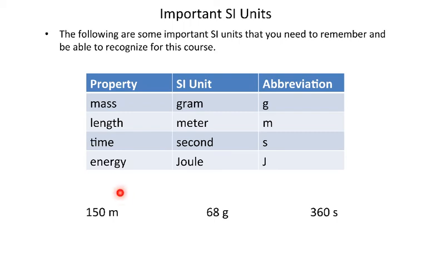So if I see 150 m, I know that's 150 meters and it's a length measurement. Or if I see 360 s, I know that that's a time measurement.